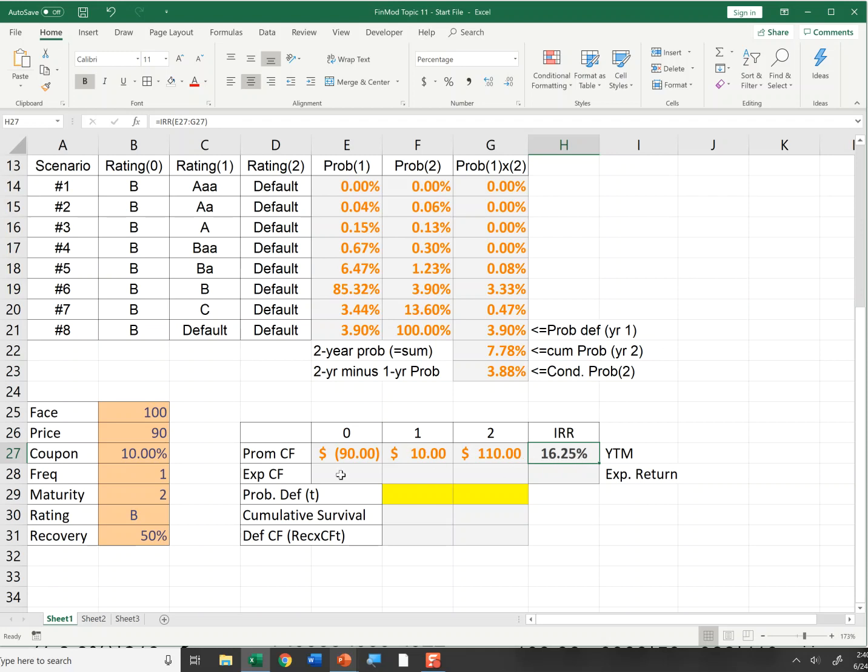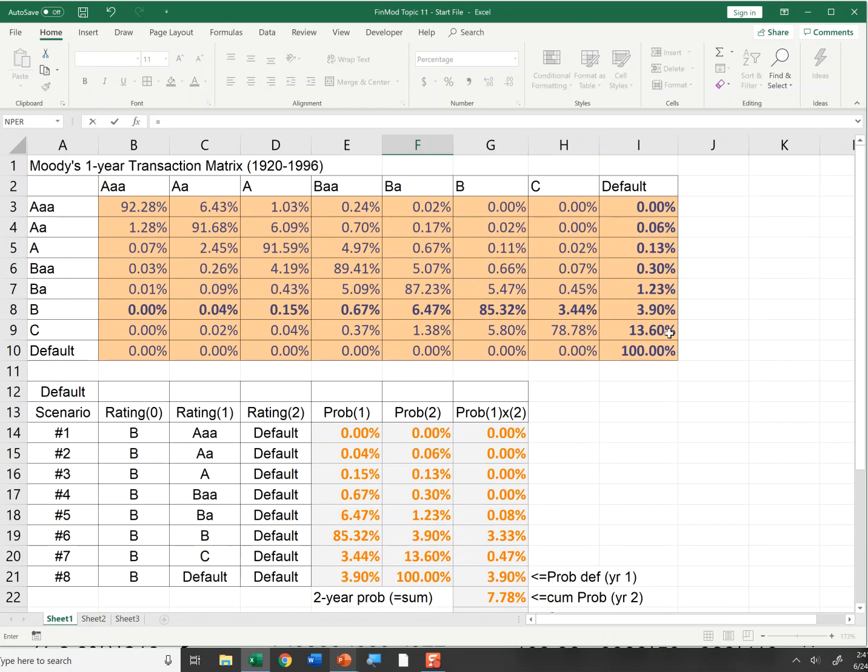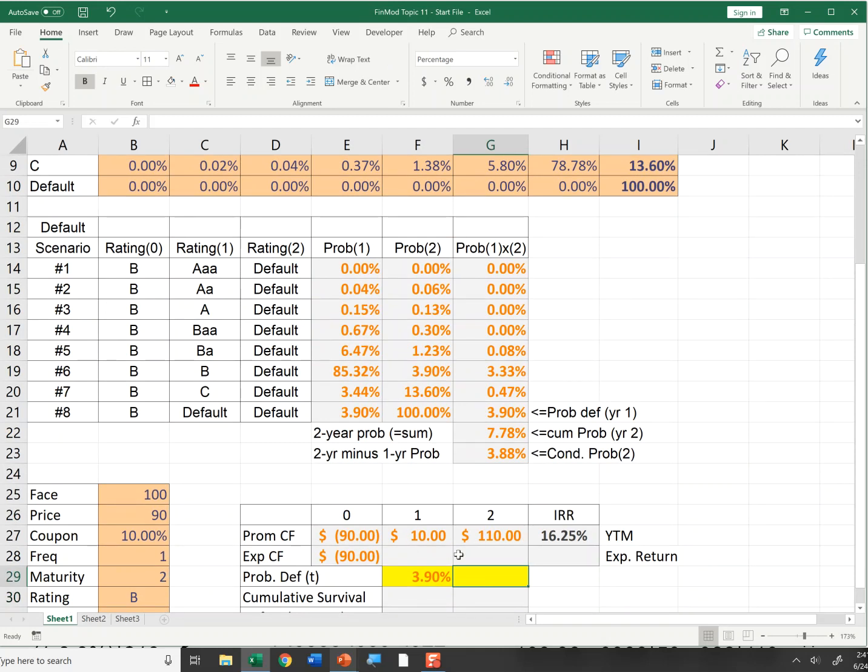Now let's talk about the expected cash flow. I'm going to pay $90 no matter what. Now I need to figure out what is the expected cash flow 1 year from today and 2 years from today for this bond. To do that, I need to know the probability that the bond defaults in any given year. So the probability that this B-rated bond defaults in the first year, we already calculated that. That's the 3.9%. And that's based on the 1-year transition matrix. The probability of this bond defaults in the second year, we've already determined that that's 3.88%. That's that conditional probability that the bond defaults in year 2.